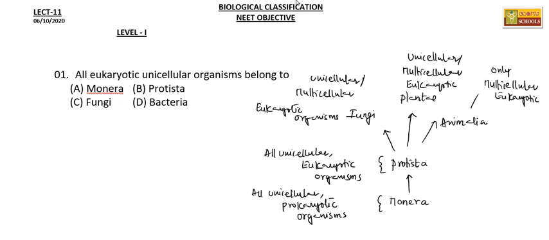So here the question is, all eukaryotic unicellular organisms belong to. In case of Protista, all unicellular eukaryotic organisms belong to the group Protista. So the right answer is option B, Protista.